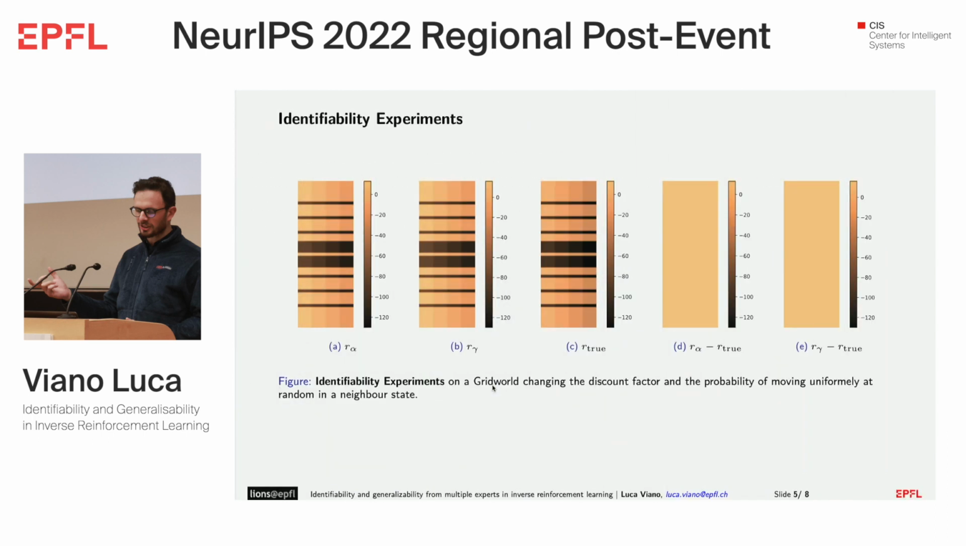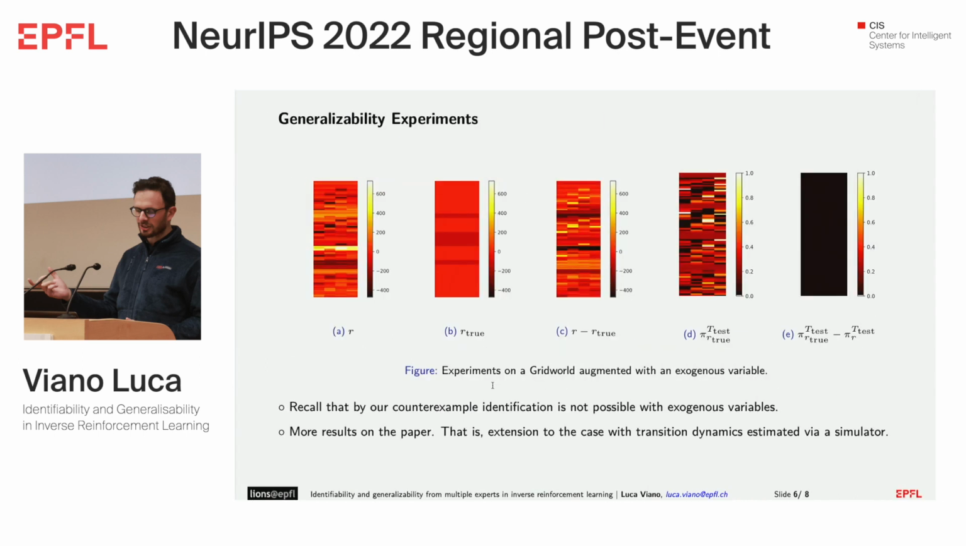Then we verify our claim with some experiments. These are the identifiability case, where in the first three plots, you cannot see the difference between the true reward and the one that is recovered. While in the generalizability case, you see in the middle plot, I have the state on the vertical axis, the action on the other axis. I have two rewards that are really different, but then on the rightmost plot, the difference is just zero everywhere for the policy that I recover from this reward.